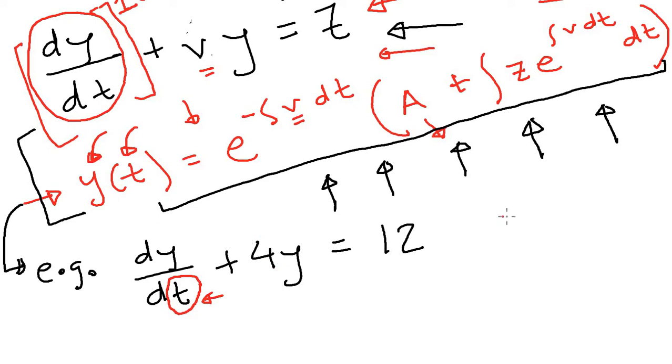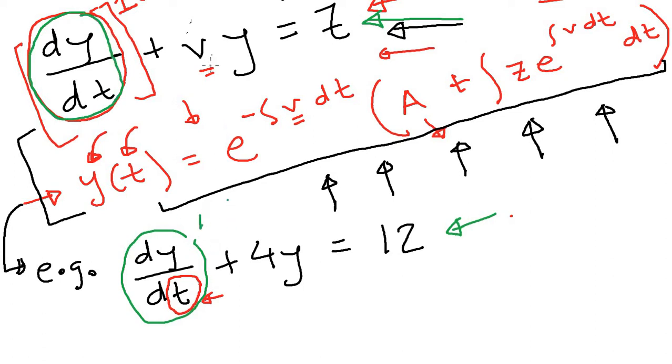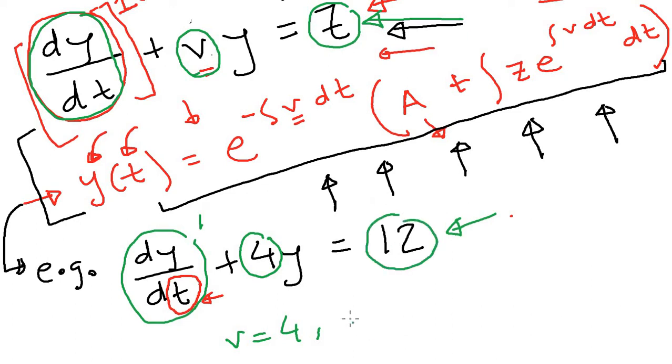Anyways, the first step is to compare the differential equation that you have. Compare this with the first line of the formula, with the first part of the formula, and you will be able to see in this case you have a first derivative like this. So it's a first order, first degree linear differential equation, and in this case the v is equal to 4. So please write that down. In this case v is equal to 4 and z is equal to 12. So by simple comparison, by simple observation, you can find these values.